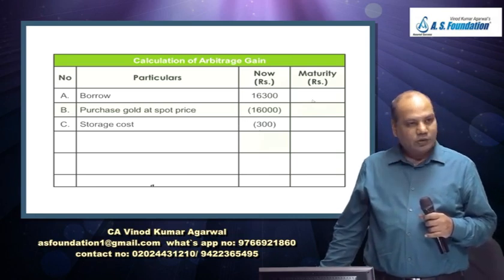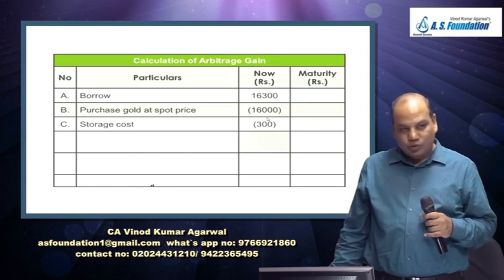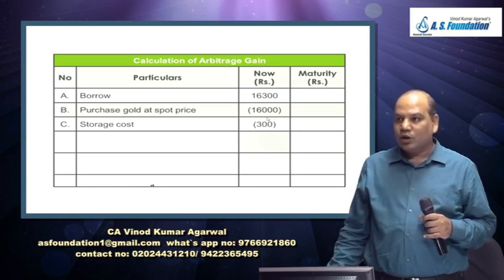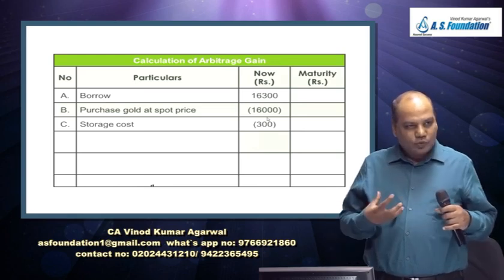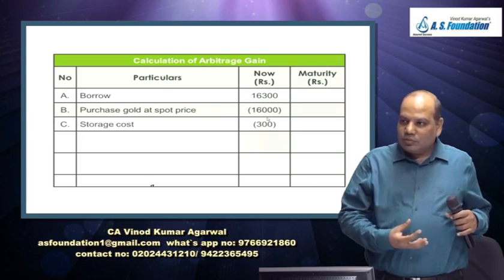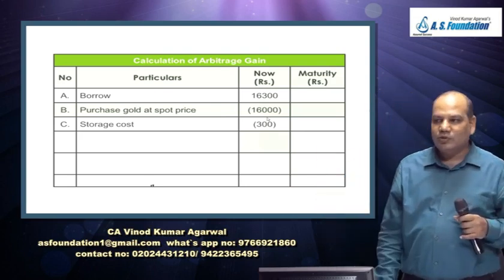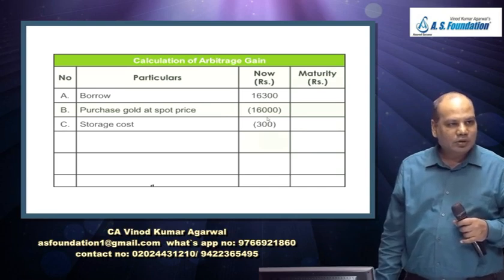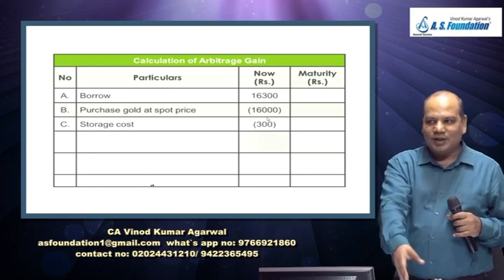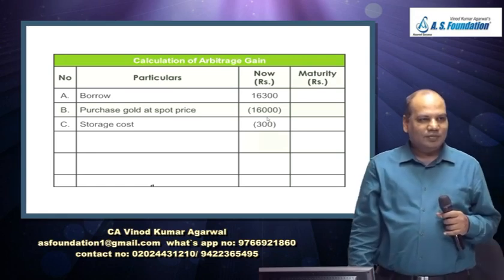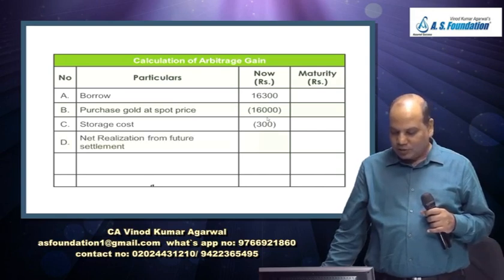Now on maturity, what will happen? You have entered into a future contract to sell gold at 16,800. Is it right? So you have gold with you. Sell it and recover how much? 16,800. Then go to the bank. Take your money with interest. And you will be left with some difference.